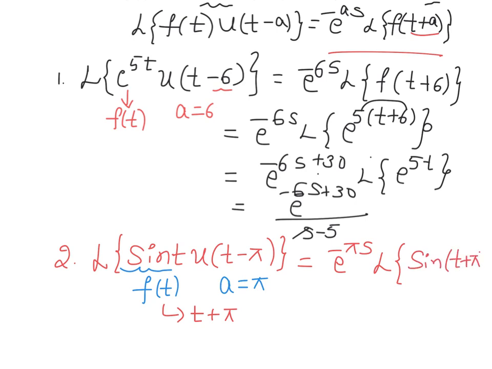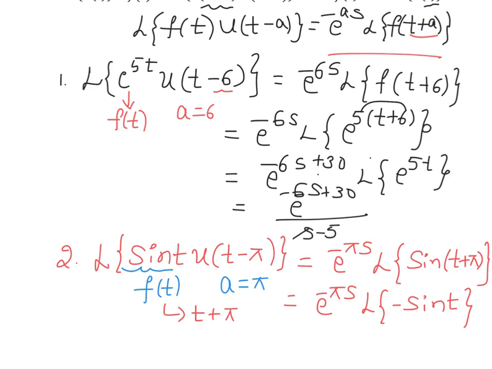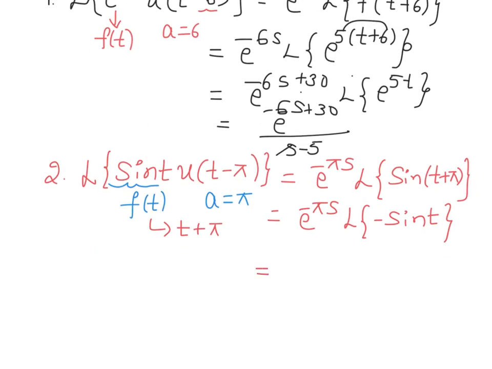We know that sin of pi plus theta is minus sin theta, since it will be in the third quadrant. So minus sin theta. Therefore this can be written as minus sin t. Then we write the final result in this way: e power minus pi s, and I'll keep the minus out, and the Laplace transform of sin t is 1 by s square plus 1. So this is how you can use the Heaviside shifting property.